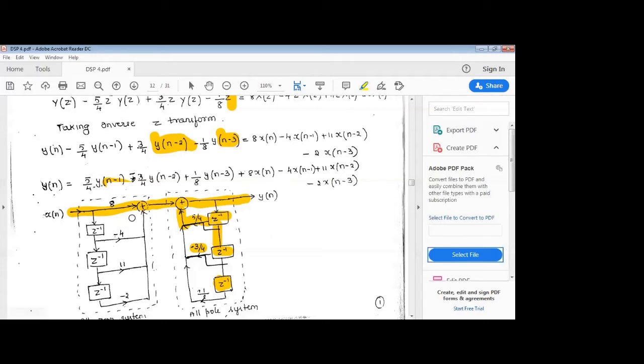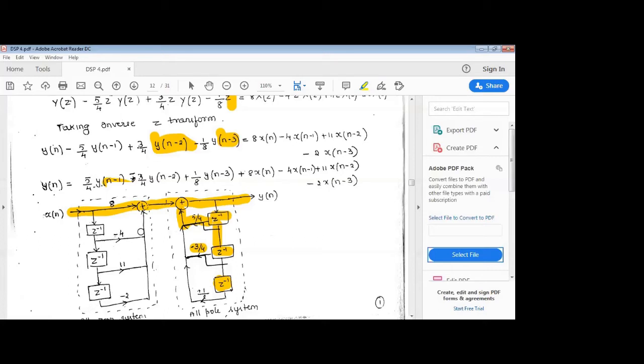Okay, so next, writing down the first delay element, the output after this delay element will be x of n minus 1. The output after the second delay element will be x of n minus 2, and the output at the third delay element will be x of n minus 3 here. Okay, so what will be the answer now?